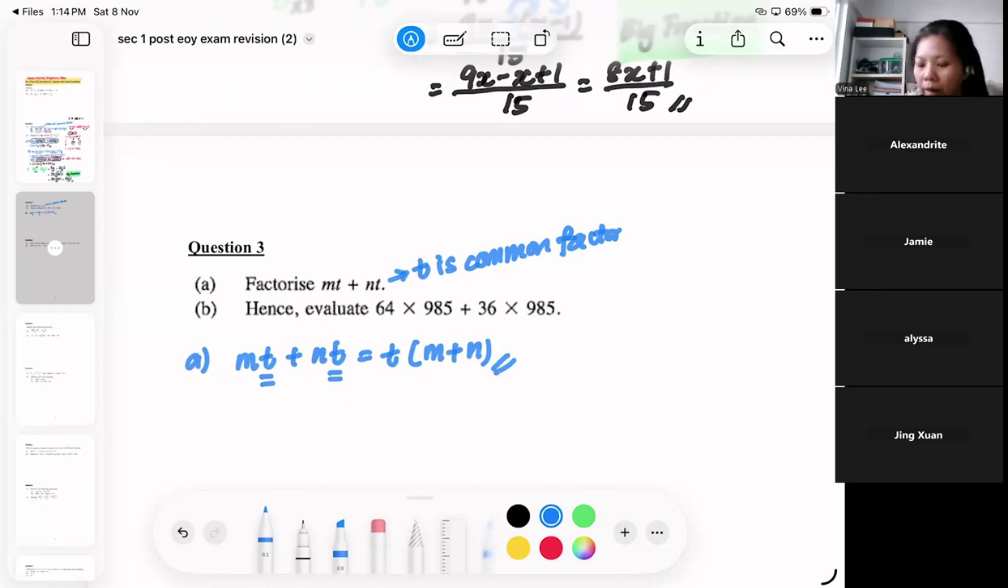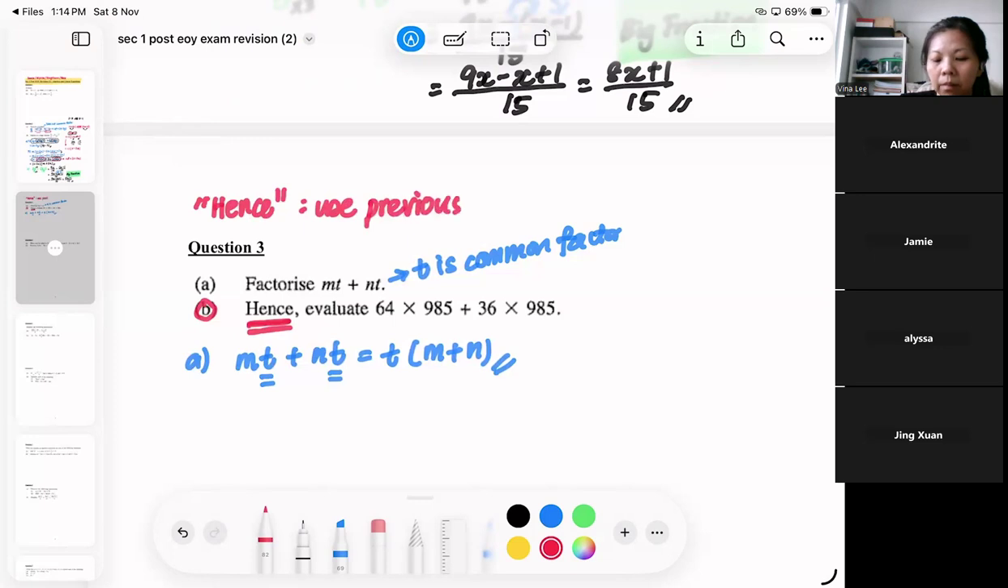The one that I want to emphasize is the second part. The idea of hence. In Sec 2, you're going to see a lot of hence. When you see the word hence, it means use the previous answer. You are going to see a lot of hence in Sec 2, Sec 3, Sec 4. Every time hence comes out, you must link to the first part. If you do not link, your answer will not get any marks.